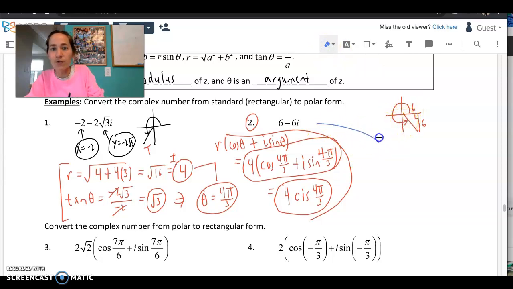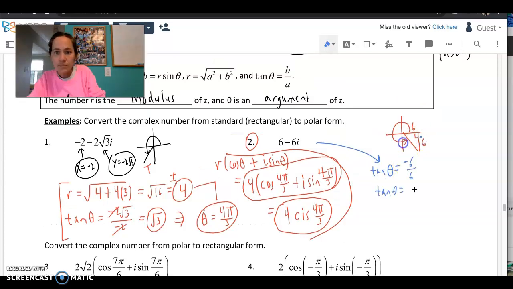I want a quadrant 4 angle where the x and the y would be the same in size, meaning the tangent of theta would be, what is it? This is -6 over 6. So what would be good for an angle where the tangent would be -1 and you're down in quadrant 4? I'm thinking 7 pi over 4. Let's use that as our theta.